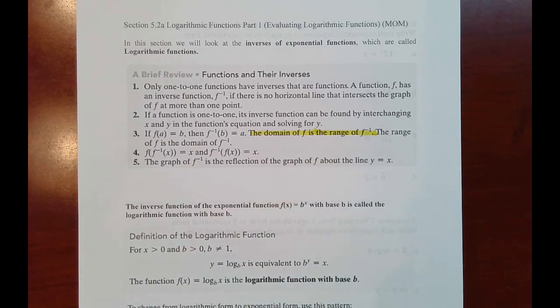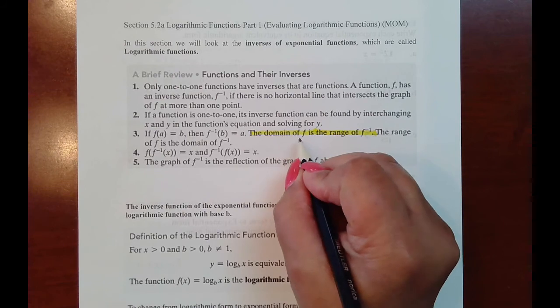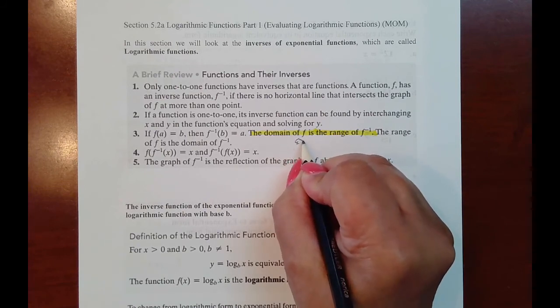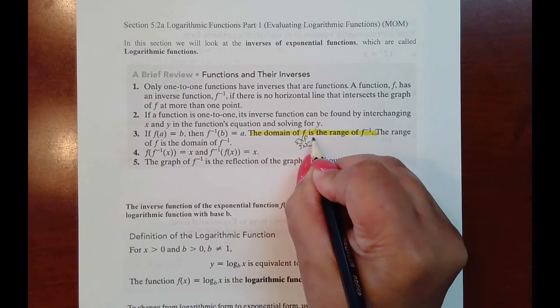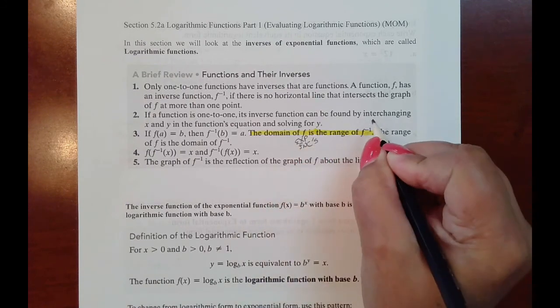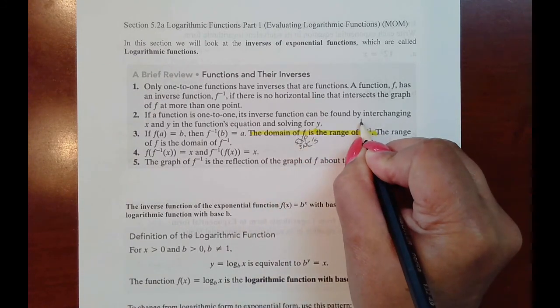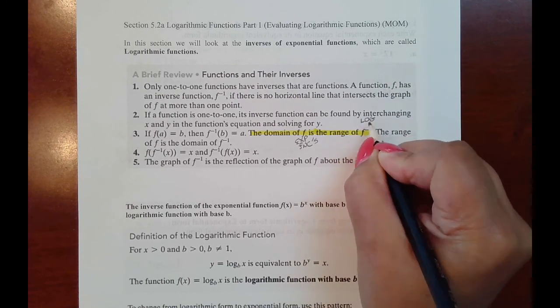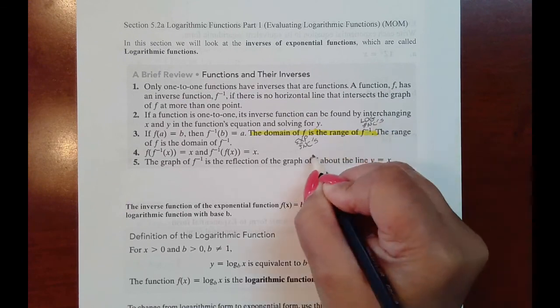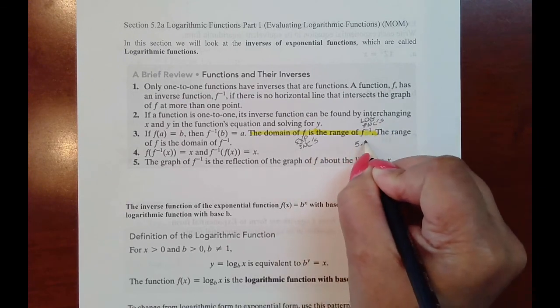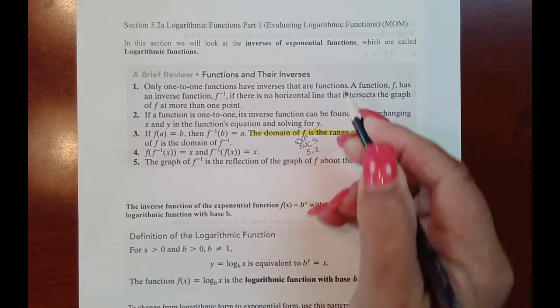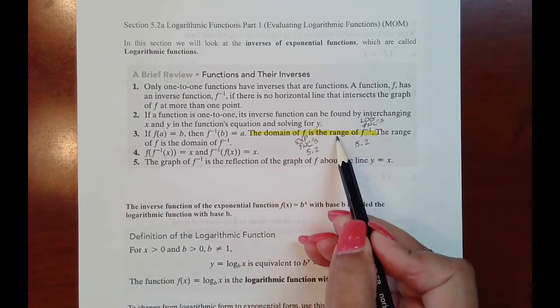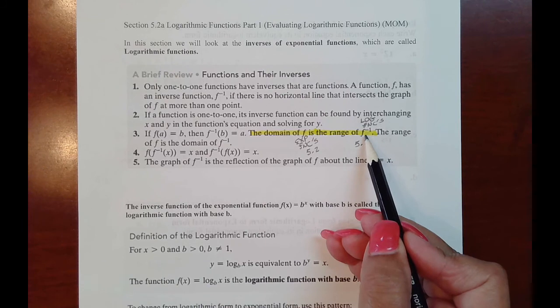And we'll just call the f function, those would be the exponential functions that we studied in section 5.1. And these inverses that we are now talking about would be the logarithmic functions that we're talking about in section 5.2. Okay, so whatever the domain is of an exponential function, it's the range of the logarithmic function.